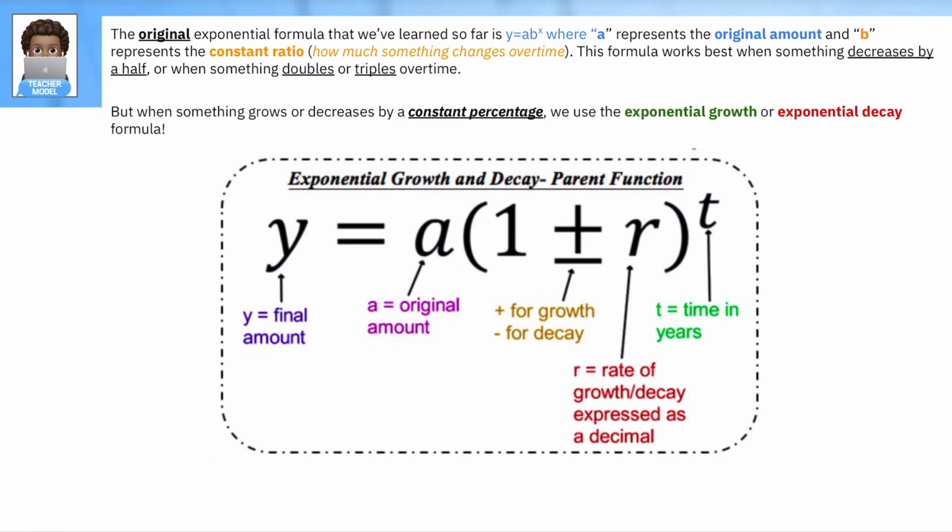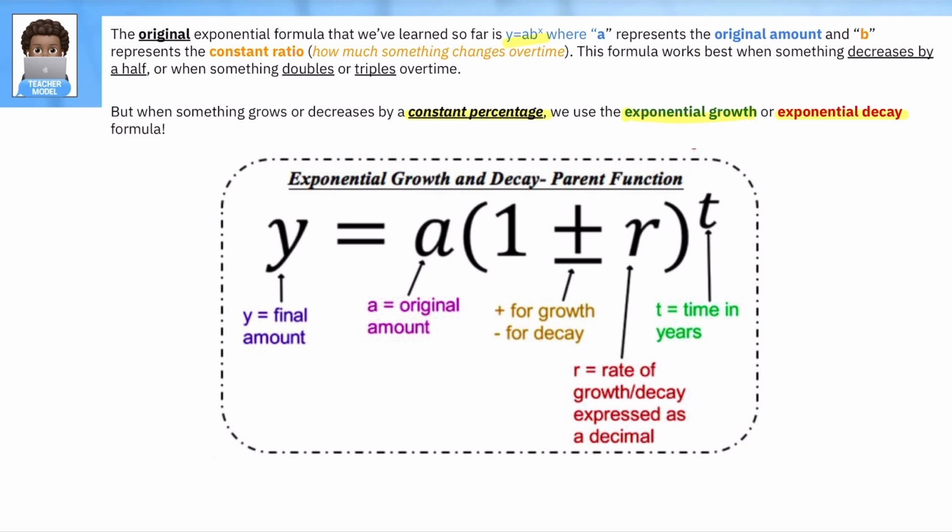So pretty much this is the formula we're going to use again and again and again. So far we've seen exponential functions written as y equals ab to the x power, where a is the original amount and b is that constant ratio, what's being changed over time, whether it's a decrease or an increase. So it works really well if you're talking about halving or doubling or tripling. But sometimes something grows or decreases by a constant percentage. So that means we have to show it another way, and we're going to use exponential growth or exponential decay to represent this as a function.